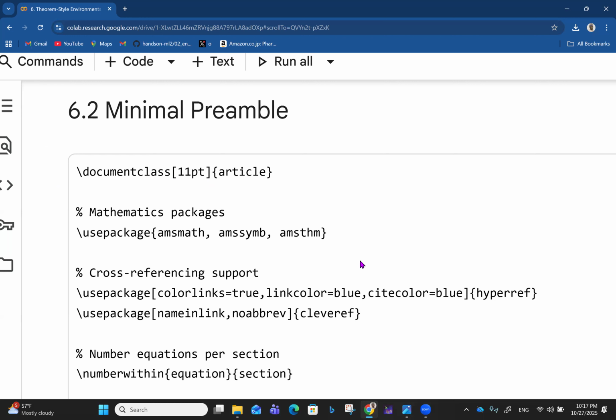Okay. Then we have cross-referencing support. So if you're interested in working with cross-referencing, you can use hyperref or cleveref. So in this case now, for hyperref, you have some options, like colorlinks, which can be set to true. Linkcolor can be blue. Citecolor can also be blue, like that. And then for cleveref, we have nameinlink and noabbrev.